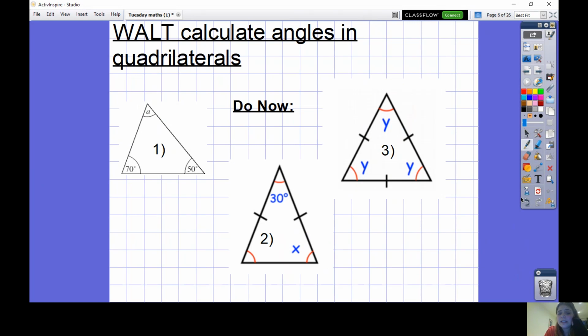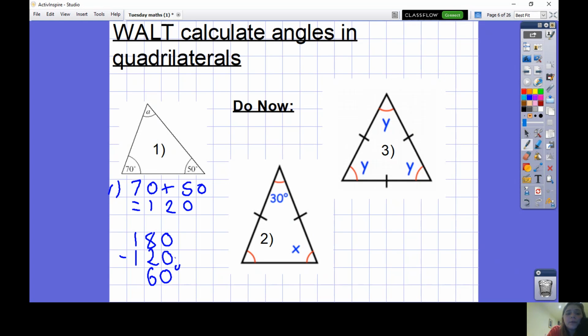Make sure you've had a go at finding the missing angles before you press play, because I'm going to go through the answers now. In question 1, then, this is our scalene triangle. All 3 are different, so we just need to add up what we know. 70 add 50 is equal to 120, and then we subtract it from the whole. 180 take away 120 is 60 degrees. So for question 1, angle A was 60 degrees.